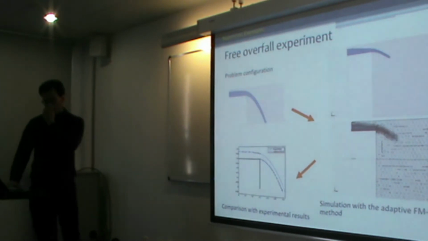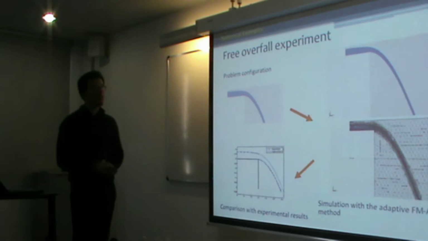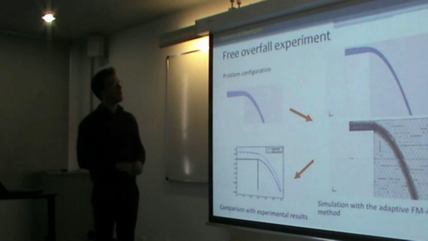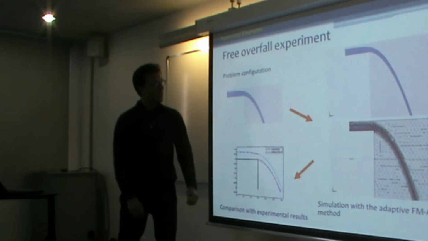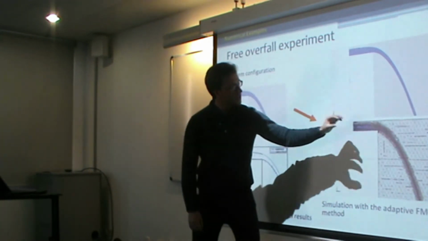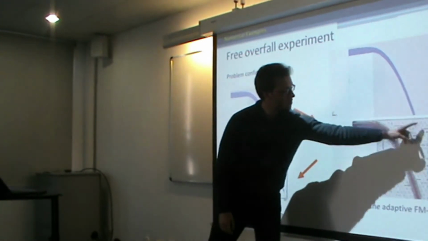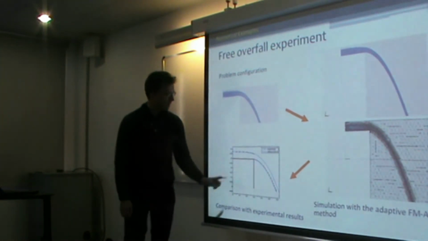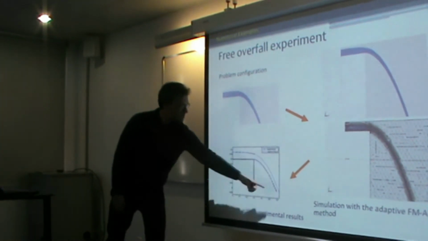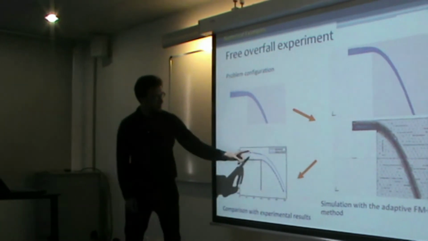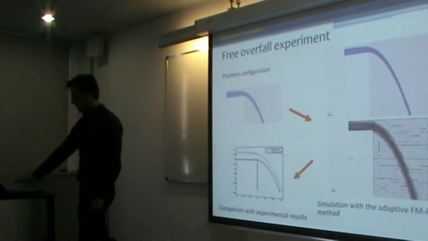This is another example. This is the free overflow experiment. So basically this is some fluid which is falling over this wall here. And what is good here is that our adaptive mesh is following this fluid as it falls, so we do not invest any computational effort in the regions here. Okay, so again, the shape of the free surface is very similar to the experimental one.